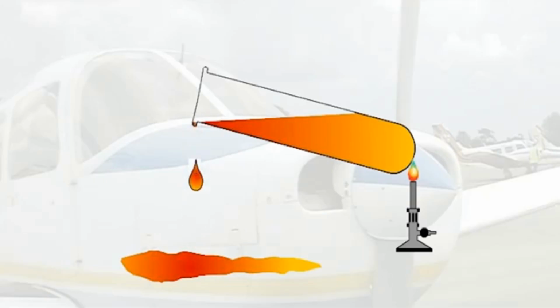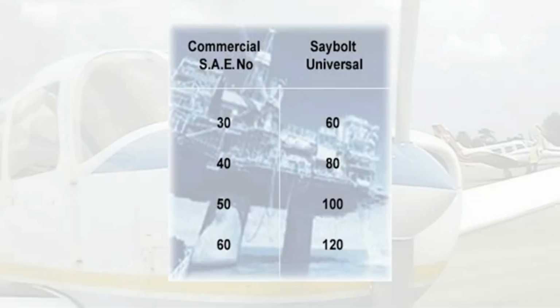There are various standards employed to determine the viscosity of oils. They provide a standard by which different oils can be compared. The two standards which are generally employed in aviation are the Society of Automobile Engineers, or SAE, and the Saybolt Universal. Both systems use numbers to denote the viscosity. The lower the number, the thinner the oil.